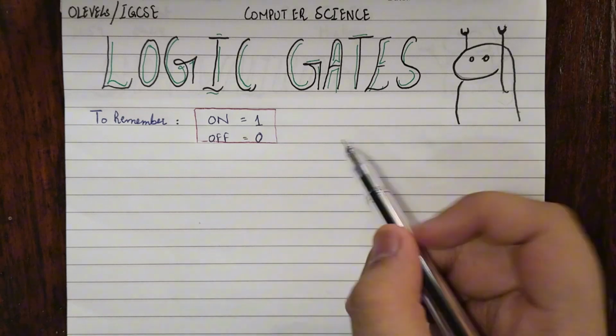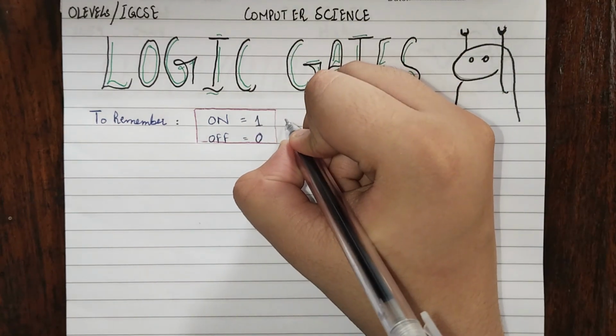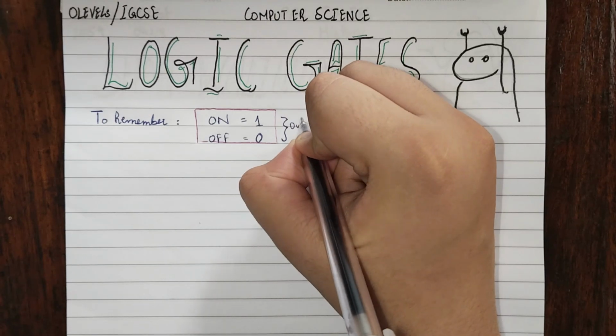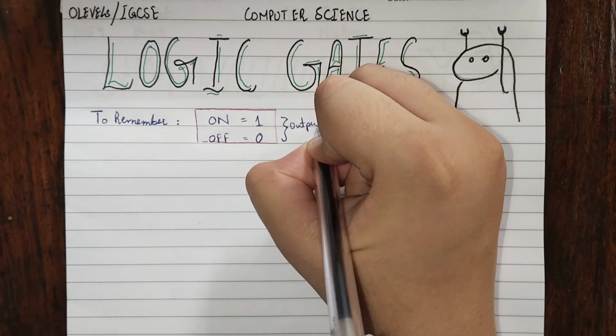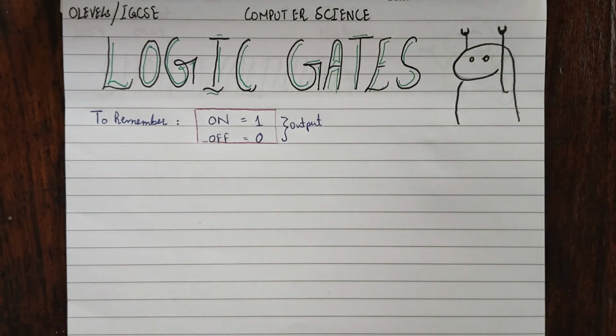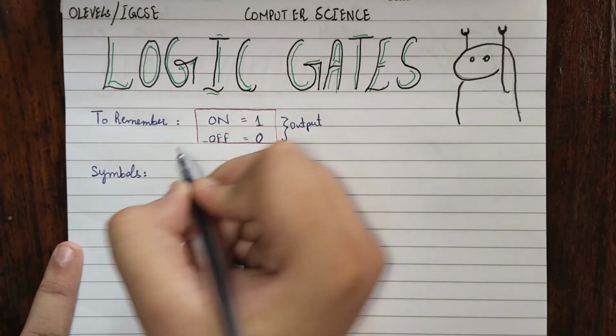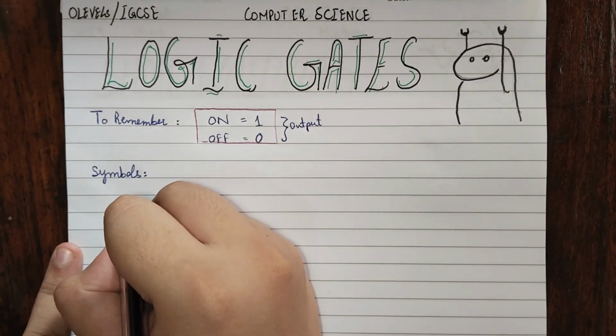So the rule to remember here is basically on. If something is on, it means the output value is 1. And if something is off, the output value is 0. So if a light bulb turns on, the output value will be 1, and if it doesn't, the output value will be 0. Now keep that in mind. We will go on with the symbols now, the logic gates.